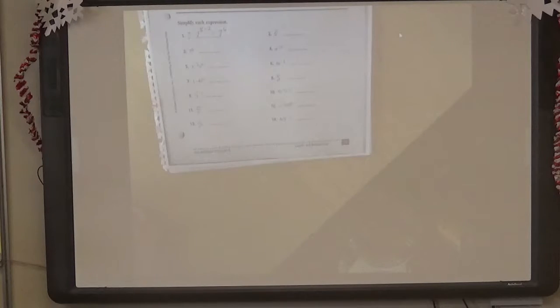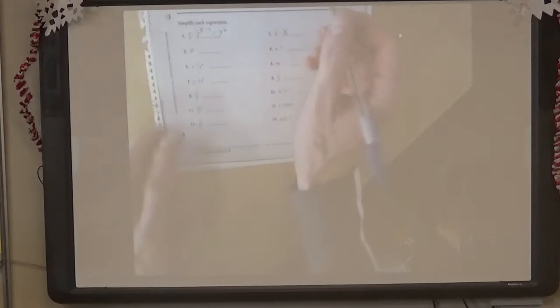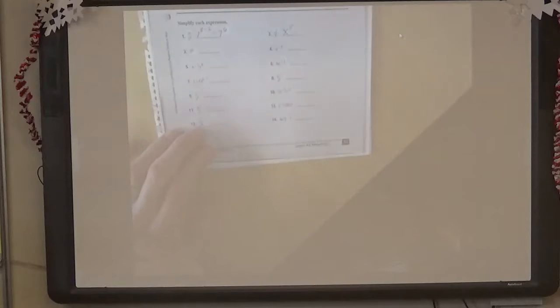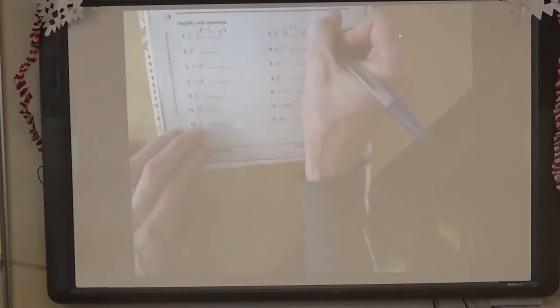Number 2. So it's kind of like subtracting, it is subtracting. You subtract the exponents, instead of dividing like fractions. Yeah. X to the 5th, what would we minus in this one? 1. Good. X to the 5th minus 1. This would be x to the 4th.